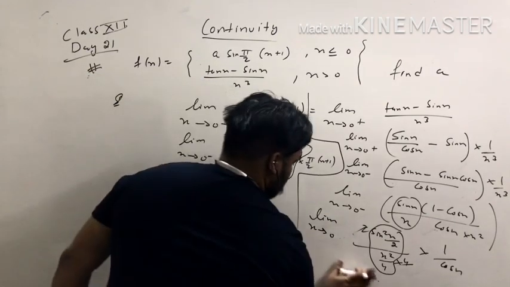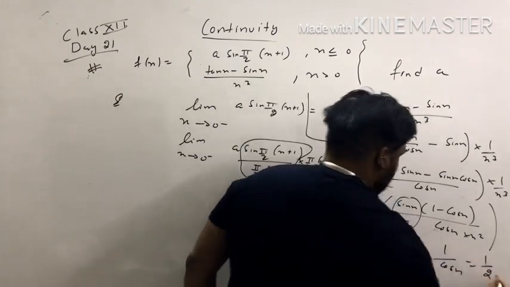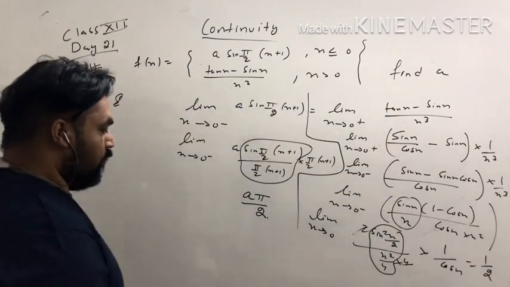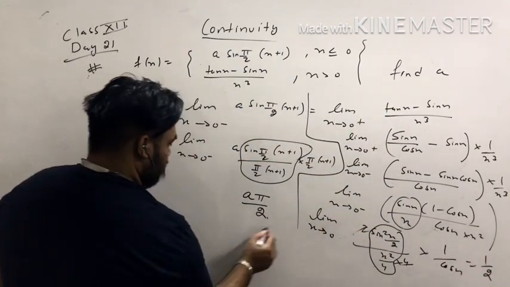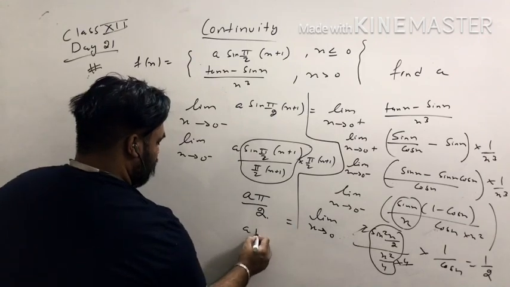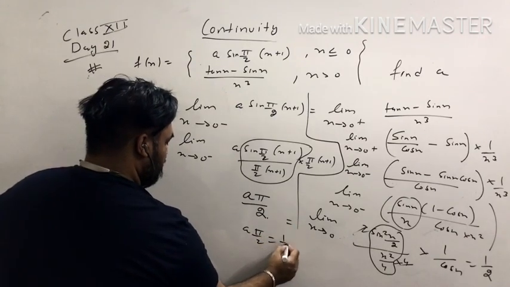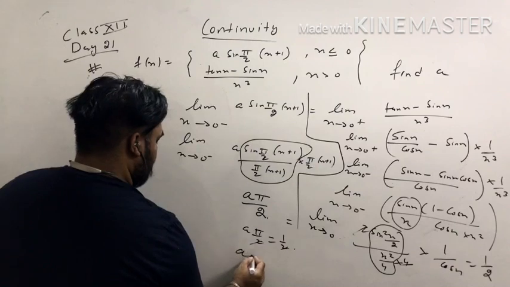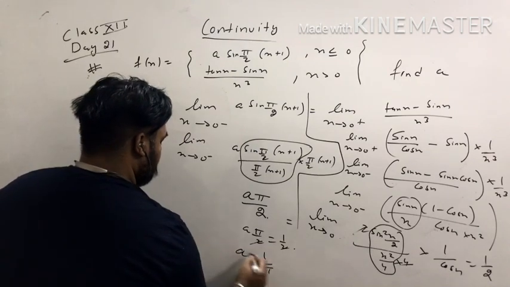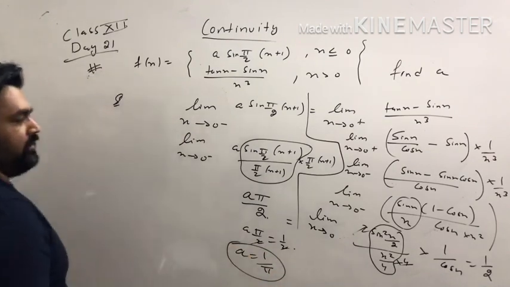We left with 1 by 2. So now compare both since both are equal. a pi by 2 equals to 1 by 2. 2 cancels, the value of a is 1 by pi.